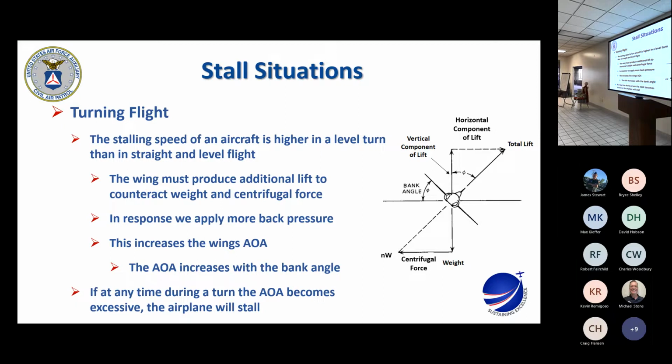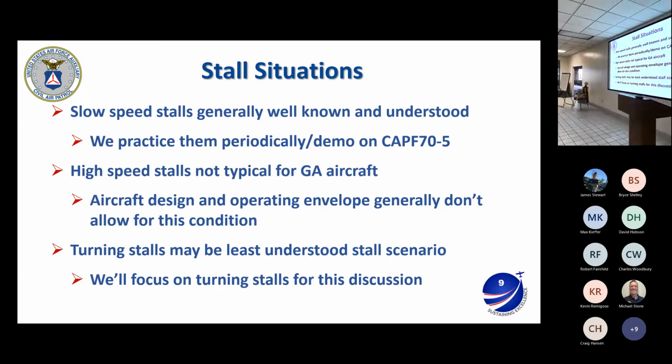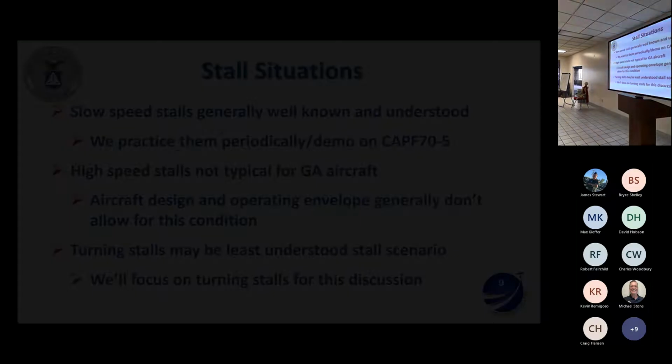Okay. So remember that graphic, you're going to see it again. All right, so in summary for the stall situations, stall speed at low flight is something we're all used to, something we all practice, something we all demonstrate on a Cat 4-5. High speed, well, that's something we don't normally deal with. General aviation aircraft weren't designed for that sort of thing. So turning stalls, I think, are probably least understood, and for that reason, it's going to consume the rest of the discussion here today.